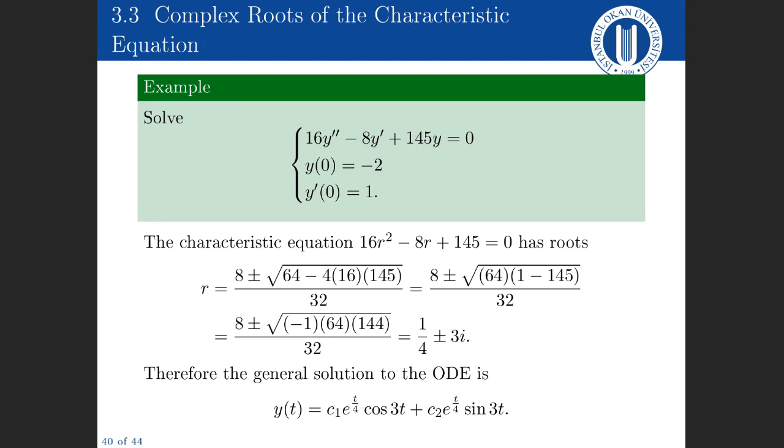As soon as we know lambda and mu, we can write down the general solution to the differential equation. Here, c1 e to the power lambda t, or e to the power t over 4, cos mu t, or cos 3t. And then the second term is the same, except with sine instead of cos. Next, we need to find the constants c1 and c2, which satisfy the initial conditions.